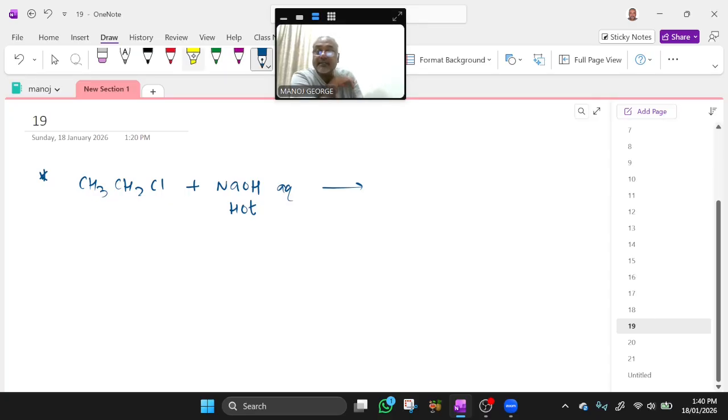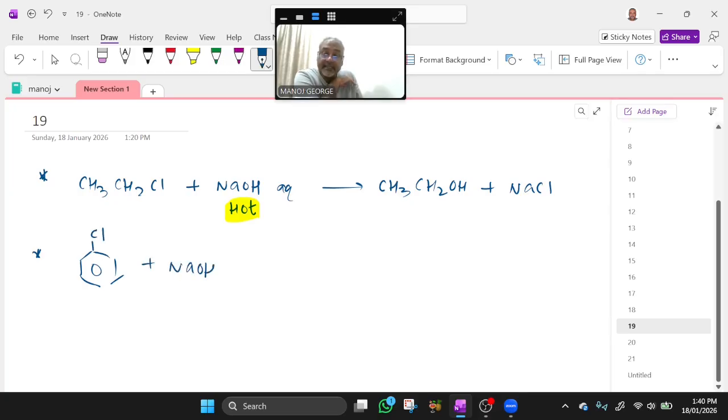So I'm using one of the nucleophilic substitution reactions. You notice carefully that if I use NaOH aqueous and if I heat it up, it is possible for me to kick the Cl out and I will get CH3CH2OH plus NaCl. So I understand this reaction was possible. You have done this in AS level. But if I do the same reaction with chlorobenzene, NaOH aqueous, heat, we find that there is no reaction happening.